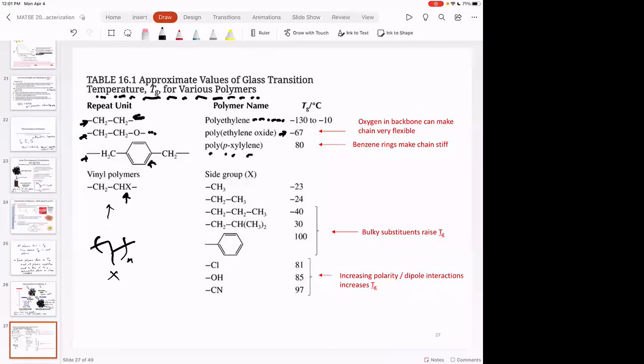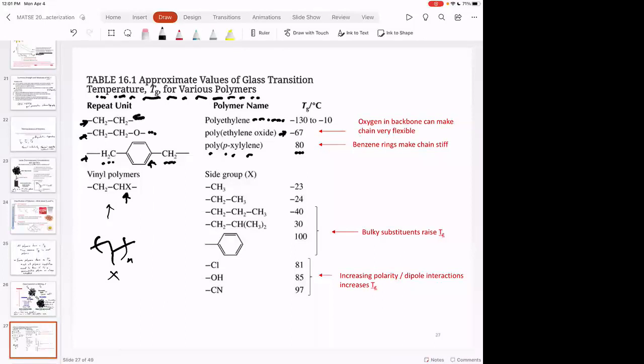Okay. Benzene rings or aromatic rings make polymers more stiff. So polyparaxylene, which is basically like polyethylene or polyethylene oxide with an aromatic ring stuck in there, has a glass transition temperature of 80 degrees Celsius. So Tg of 80 means you have to go above 80 to make it a melt, and below 80, it's a glassy solid. It's, you know, a glassy solid like this is.